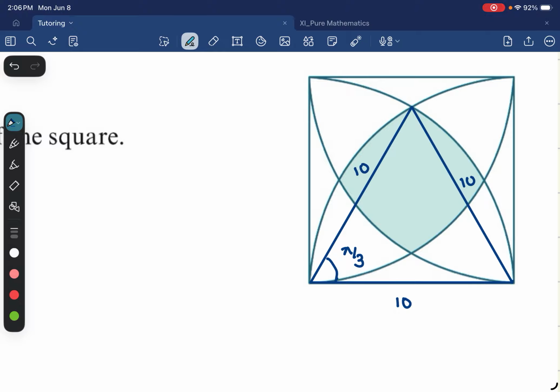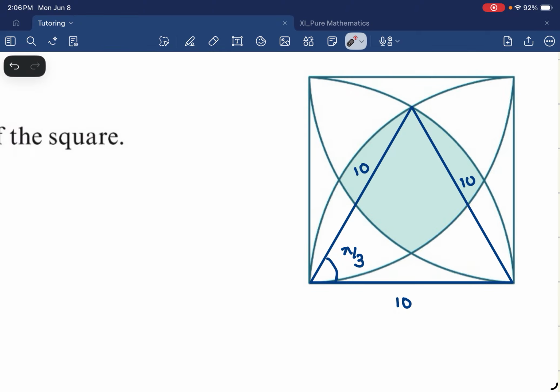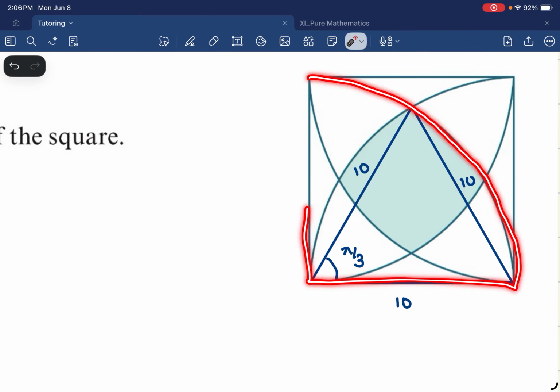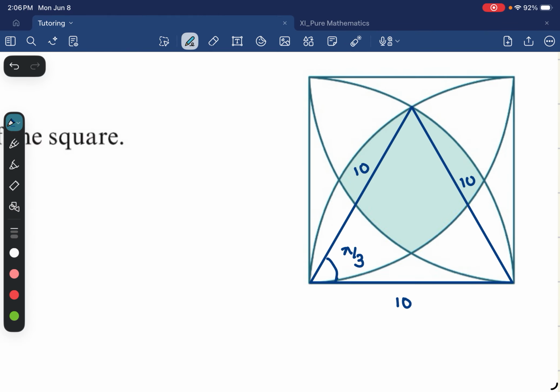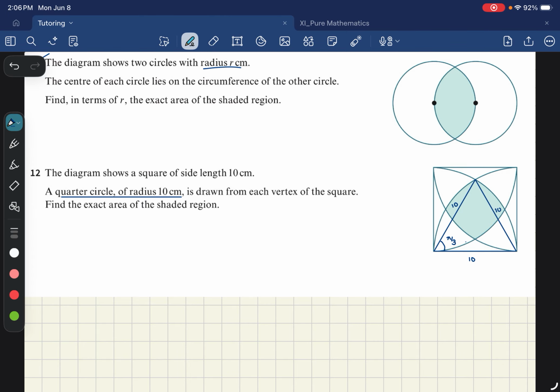So think about this. This is a circle. If you start from here, because it's a quarter circle, this is the radius of that circle. So that radius is given to be 10. And it's the same quarter circle here, right? This is the quarter circle. This is another radius of that quarter circle. So that is 10 again. All right. So you have 10, 10, and pi over 3, and you have 10 below.